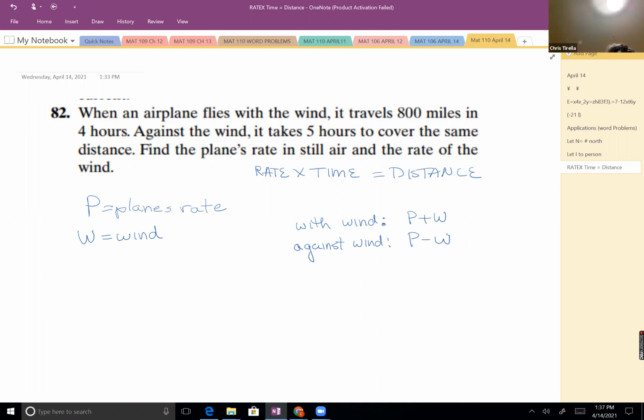Think of the homework, there might be a question similar to this, but you've got a boat in a river. Has anybody gone boating or kayaking in the river? When you go with the current, you go really fast because the current is pushing you. When I go into the current, it's really slow and laborious because the current is pushing against me. So when we're going with it, we add the two rates, and when we're going against it, we subtract.